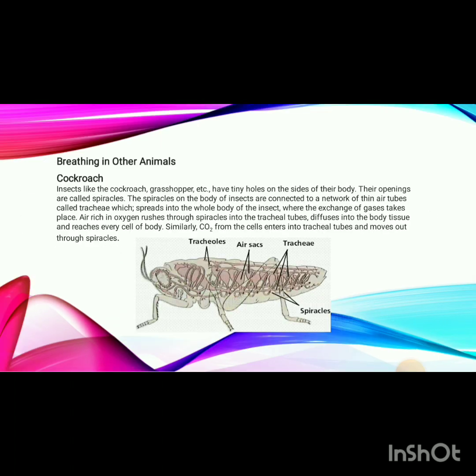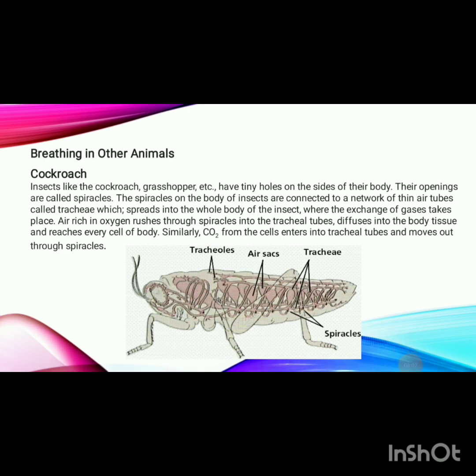breathing. Okay, now we're going to learn about breathing in other animals, and the first is the cockroach. Insects like the cockroach, grasshoppers, etc., have tiny holes on the sides of their body. Their openings are called spiracles. The spiracles on the body of insects are connected to a network of thin air tubes called trachea, which spread into the whole body of the insect, where the exchange of gas takes place.